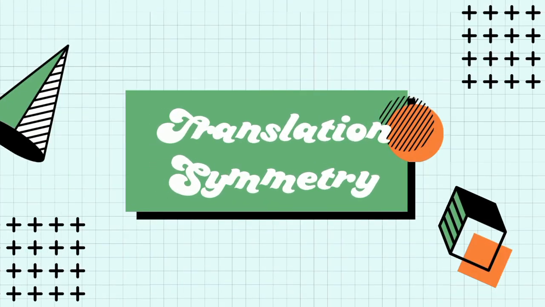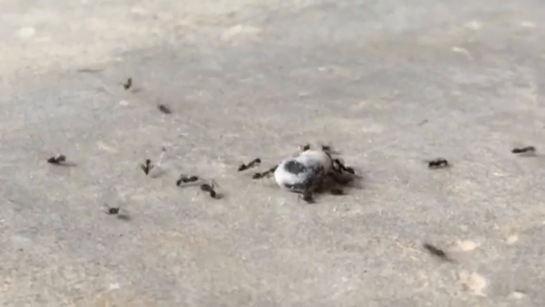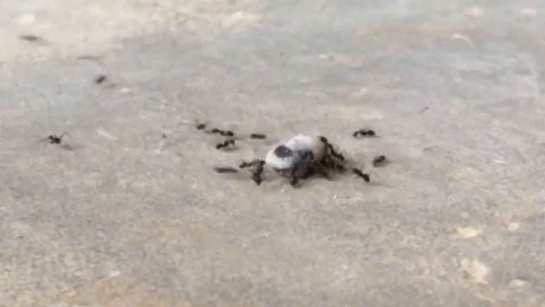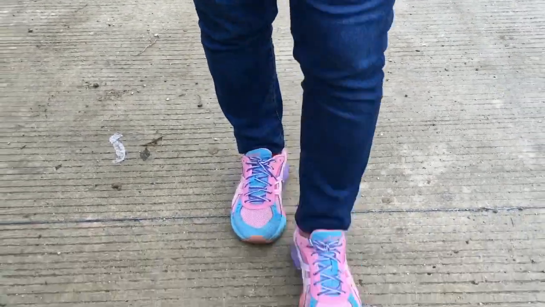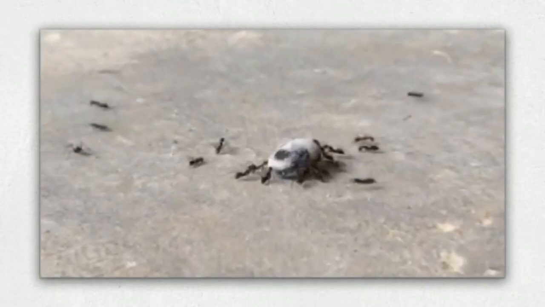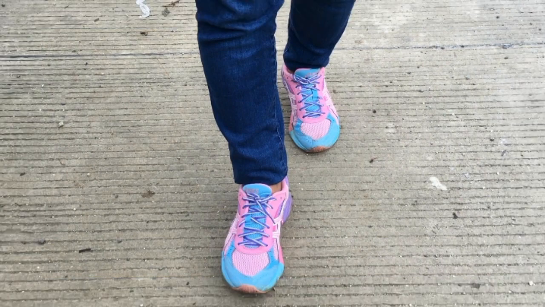The following pattern is a translation symmetry. It demonstrates how symmetry in an object can change positions while maintaining the same orientation in both forward and backward motion. Also, the first image is an ant's step, and the second one is a person's regular footstep.